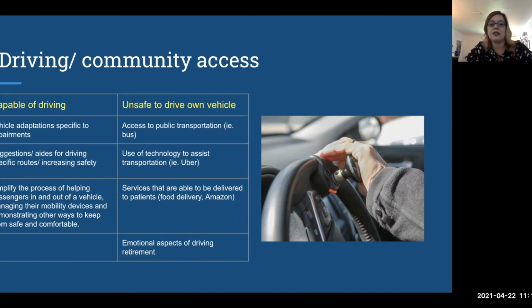If it's deemed that the patient is not safe to drive their own vehicle, OTs can provide access to public transportation, such as a bus system. We can assist the patient with the use of technology for transportation. So I've helped a patient order an Uber before. We provide services that are able to be delivered to the patients, so food delivery such as Instacart or utilizing Amazon for product delivery. And we also address the emotional aspects of driving retirement.